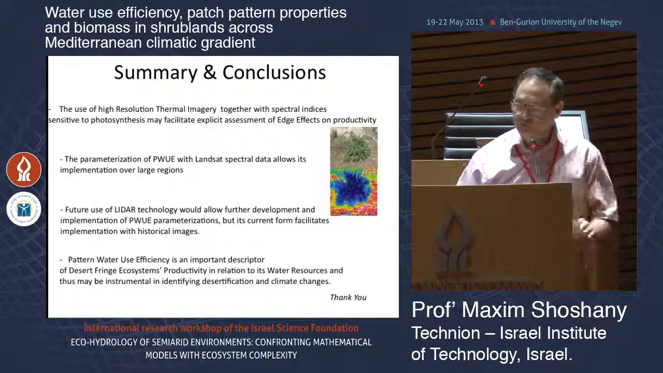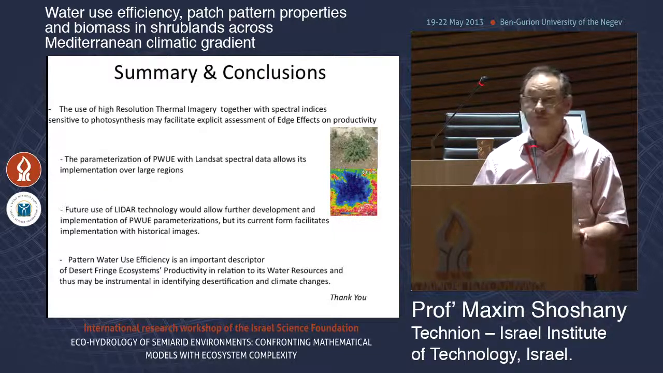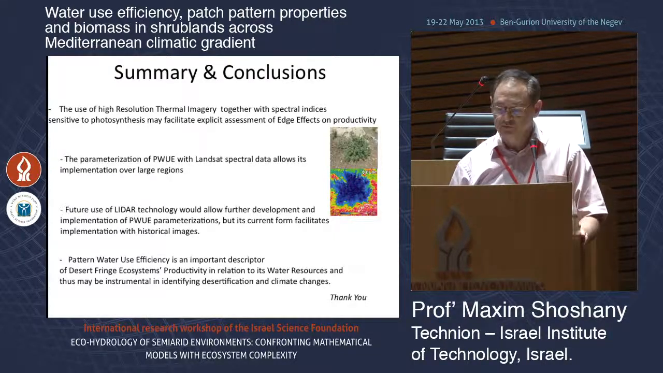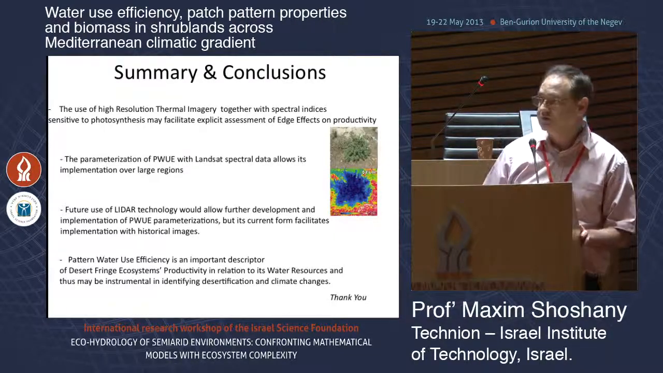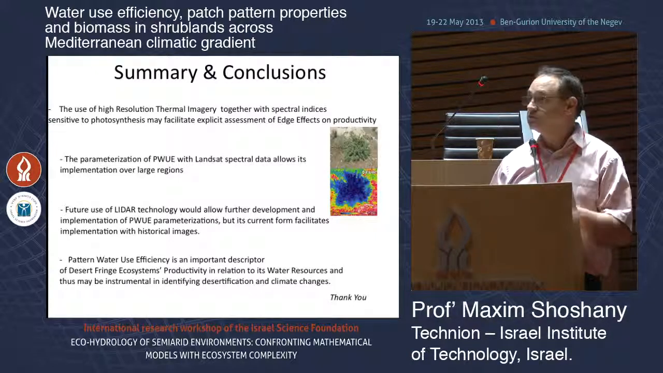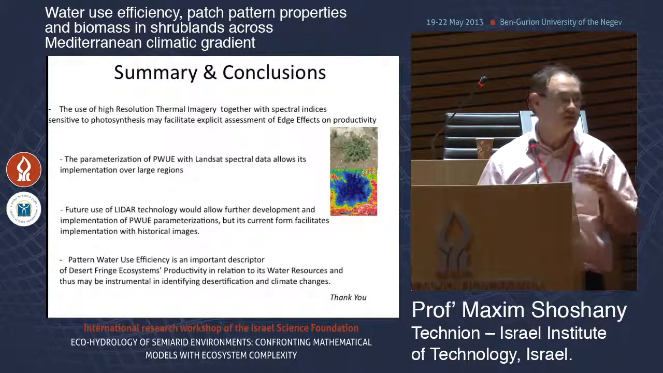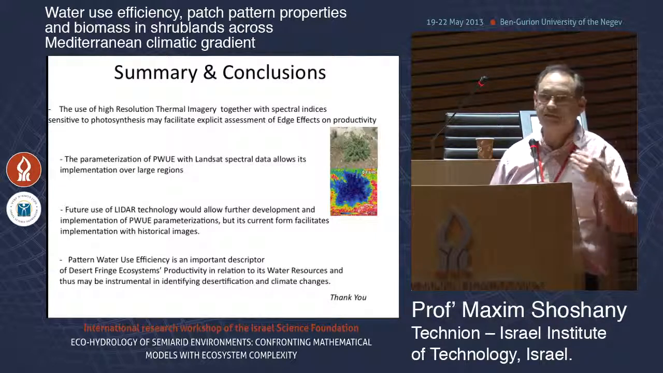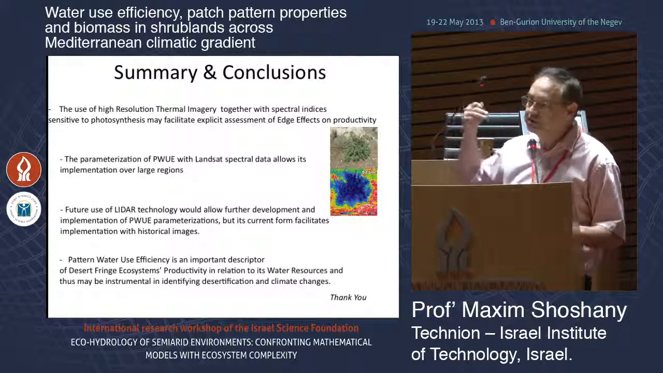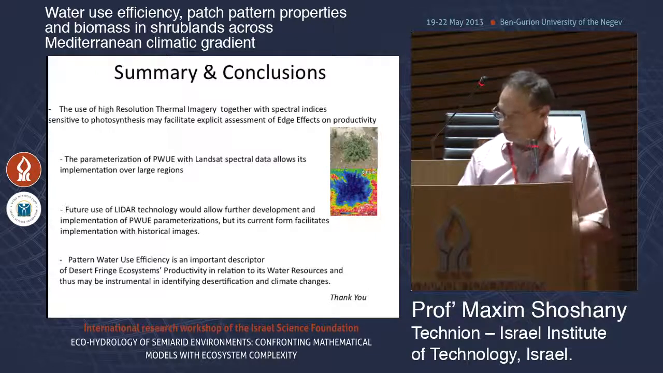Parameterization of pattern water use efficiency with Landsat images allows us to implement it over large regions. In the very near future, we will be able to use LiDAR technologies to monitor or assess the shrub structure quite accurately, but we will not be able to use it for the past. Using the model that we have developed here allows us to use the Landsat images 30 years backwards, so the historical dimension is added by using this model.